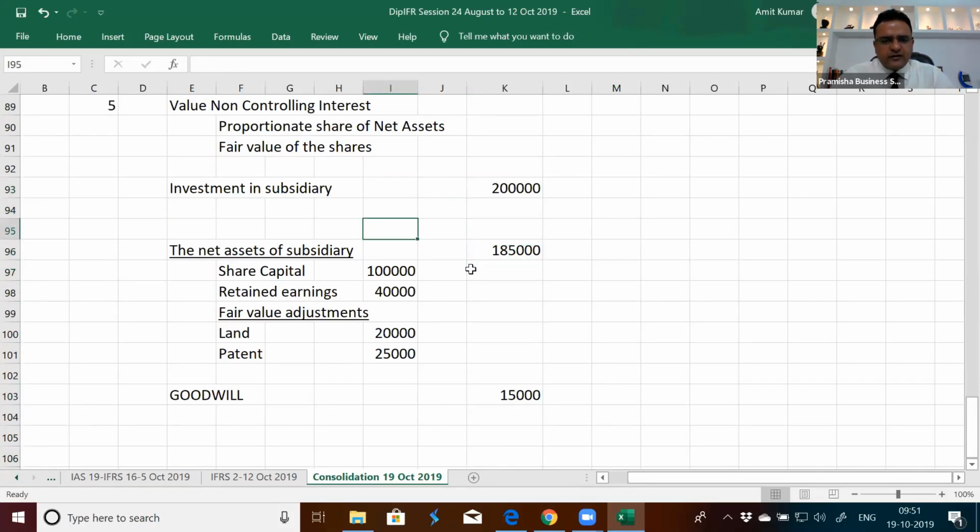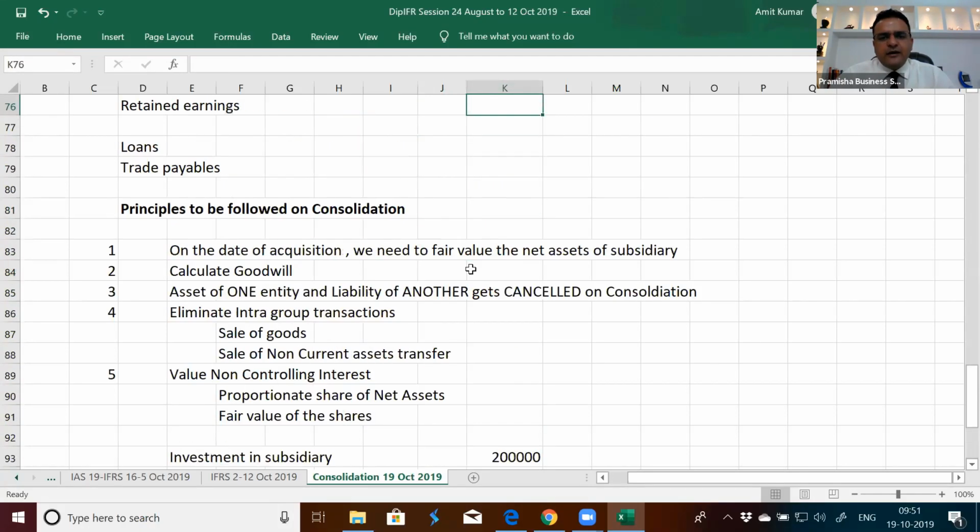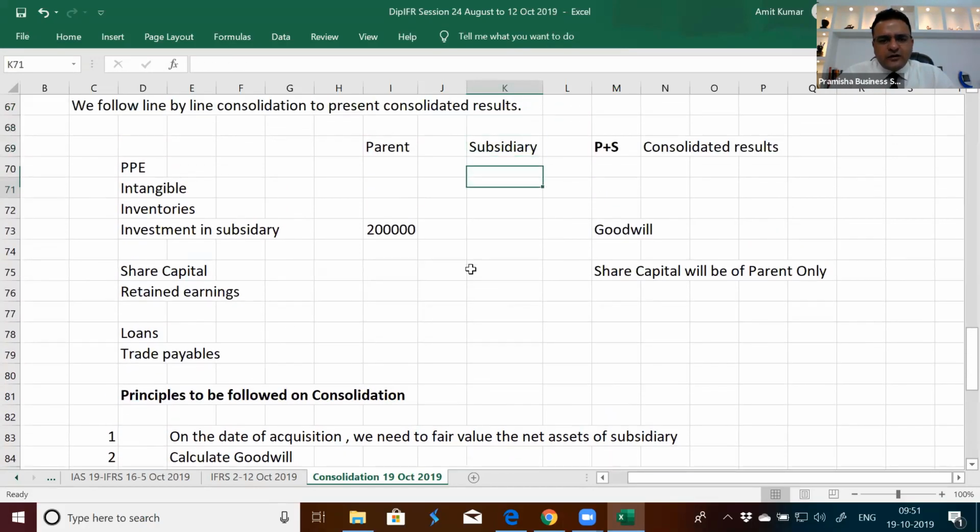If I write it all here, the retained earnings position was 40,000, share capital's position was 100,000, and fair value adjustments 45,000. The total net position on the equity side of the subsidiary was 185. This 185 got cancelled with 185 of investment in subsidiary. And any amount over and above this is known as goodwill, which only comes into the books of consolidated results.